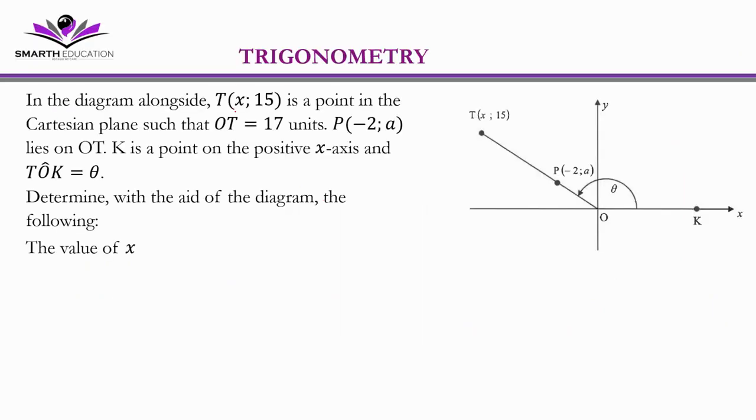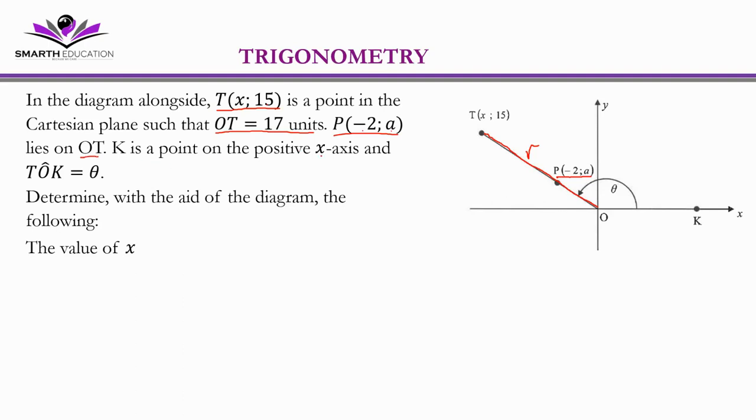In the diagram alongside, T is the point with x-coordinate x and y-coordinate 15, and it is a point in the Cartesian plane such that OT is 17 units. This is OT, the ray, which is r. And then P is the point with x-coordinate -2 and y-coordinate a. This is P here, and it lies on OT.